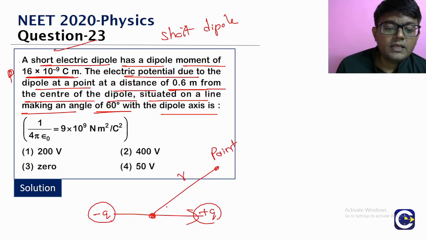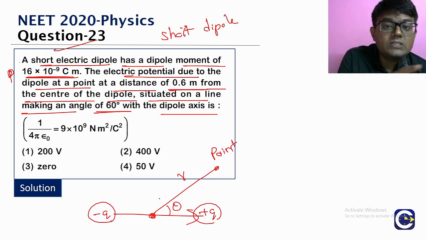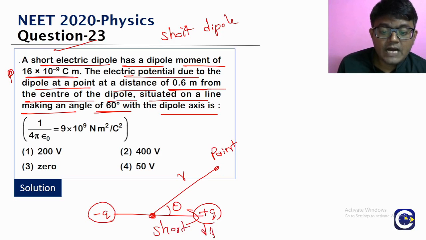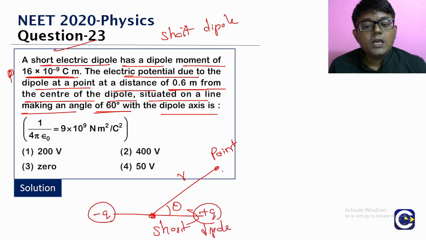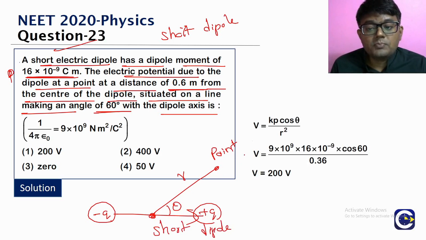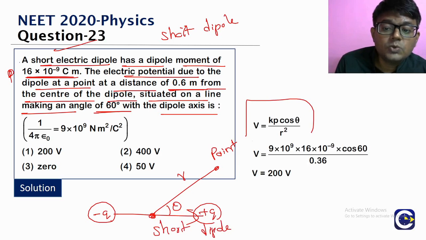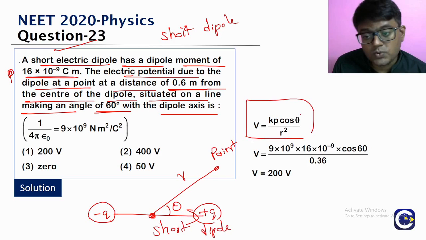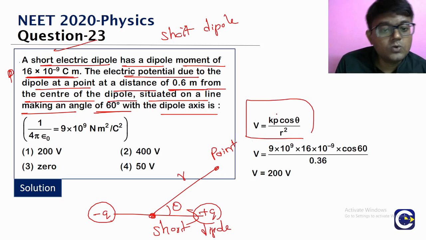Okay, the point is making an angle theta with the dipole axis, which means we are considering the direction of the dipole moment. This is theta. So if the dipole is a short dipole, we have the formula for the electric potential at that point. What is the formula? K into P into cos theta by r square. What is K? Coulomb's constant.